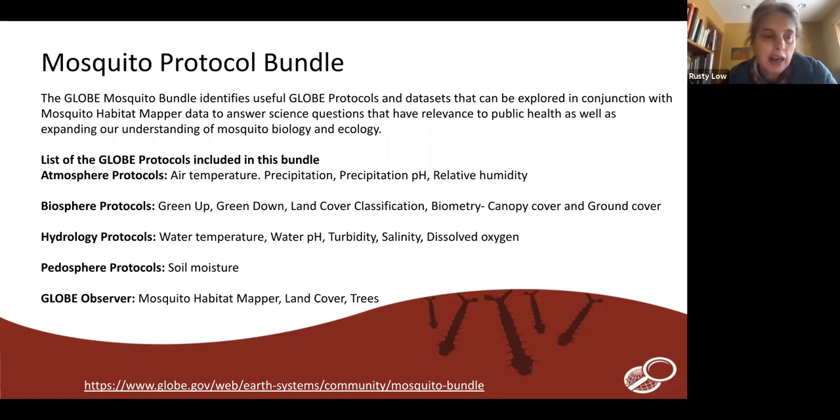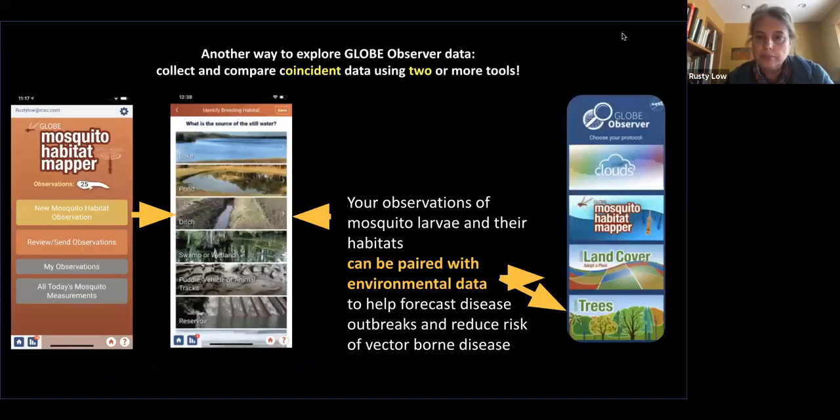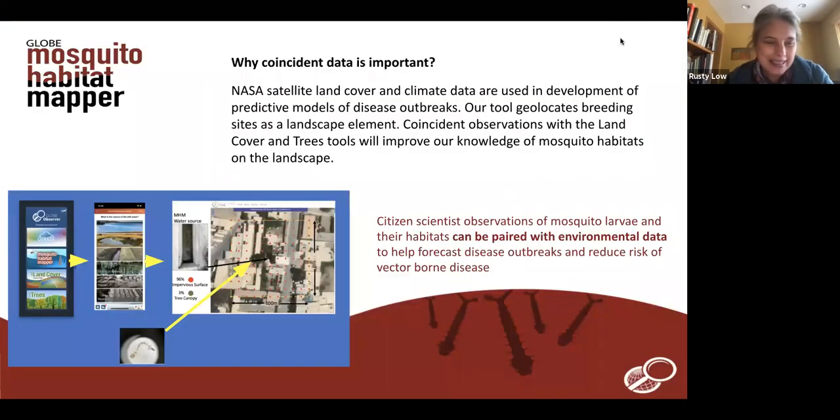So lastly, on the next slide, I just talked about that slide. Next slide, please. Here is an example of how this data is important. We collect mosquito habitat mapper data. We found the habitat where we found the mosquitoes. We can locate that mosquito and that land cover in space using satellite data. And so this gives you an example of why it's so important to connect that with land cover and other protocols. All right, I think we're done here. Next one, please.